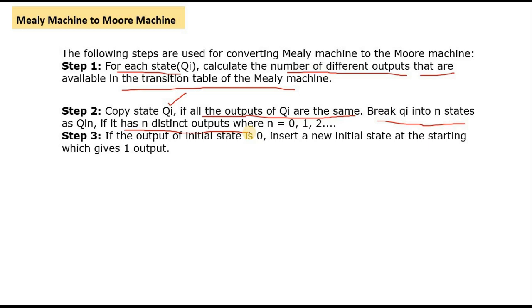Okay, so if the output of the initial state is 0, insert a new state at the start which gives one output. So that means, say for example, q1 at any point gives the same output 0, no issue, but if the q1 state can produce 1, and some other time it produced 0, in this case you need to subdivide it. That's what I am talking about. So let's start with the problem. You can understand very well.